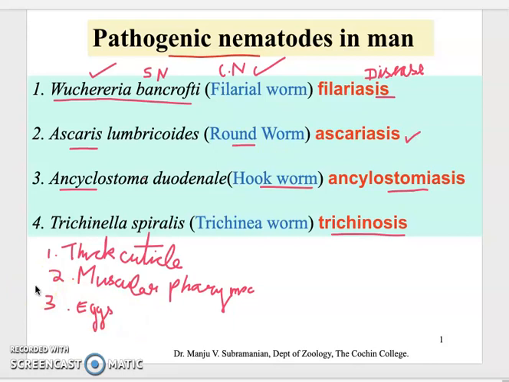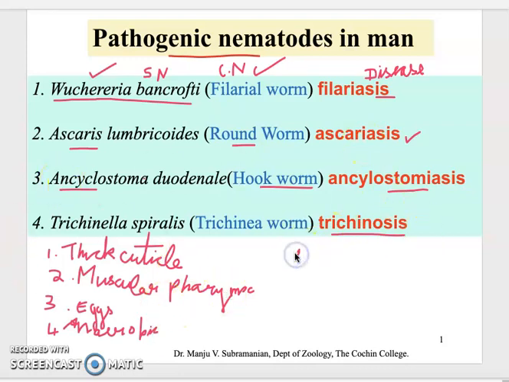The next adaptation is anaerobic respiration. Anaerobic respiration is seen in these parasites, that is, they are able to survive in an oxygen-free environment. So that is the fourth adaptation.